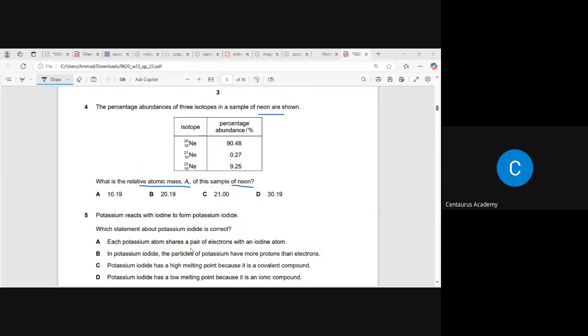Wait a minute. Okay, Ayan is saying B, and Basit, you are saying C. Why, Basit? Why have you calculated it?